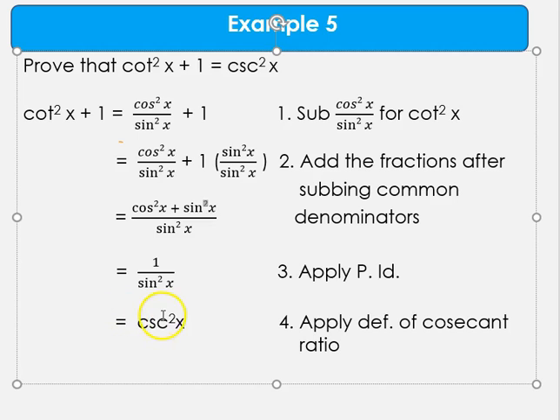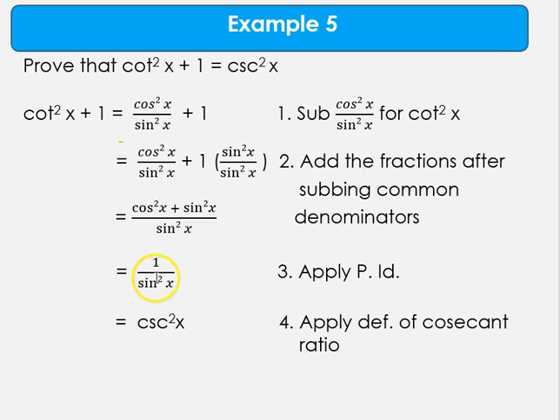And mysteriously, they suddenly reduce to this. Well, cosine squared x plus sine squared x equals 1, which you wouldn't remember, but it's from way back when we first started. And it's done this way by applying the PID again. And this is actually the reciprocal of this statement, cosecant squared x. And that's the definition of the cosecant ratio.